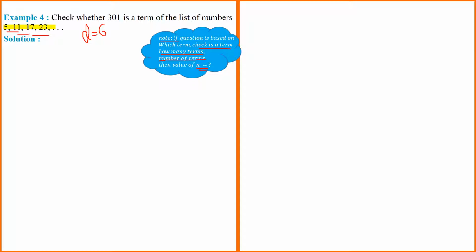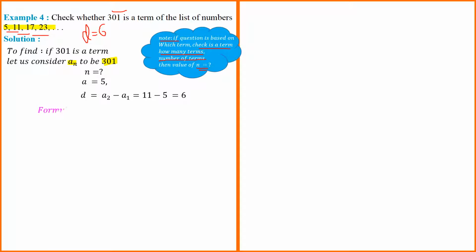Here they have asked us to check if 301 is a term. Then obviously we are supposed to find the value of n. Note down what is being given. So let us consider an to be 301, the last number. Then the value of a is going to be 5. The value of d, as we have already mentioned, is 6. Then write the formula: an = a + (n - 1)d, and substitute the values accordingly. So an is 301, a is 5, n is to be found, and d is 6.